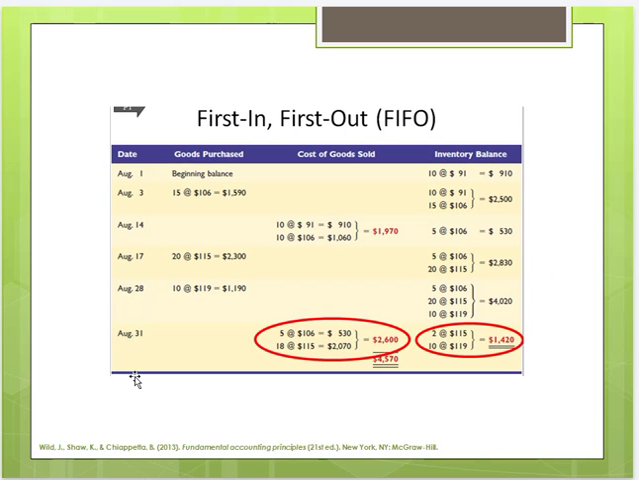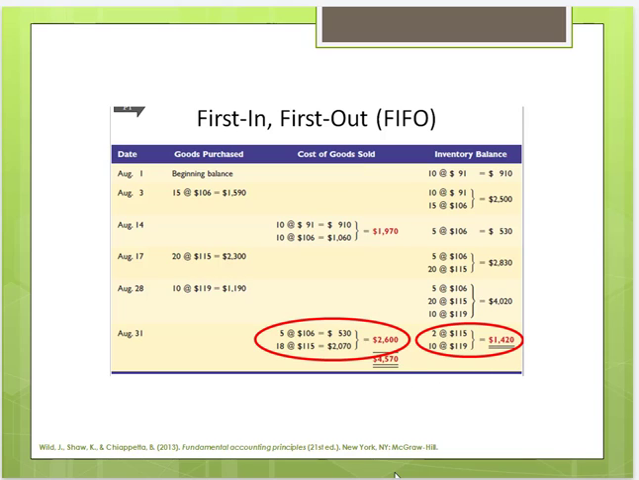Now, let's look at our next sale that occurs on August 31st. Again, we want to sell the oldest inventory first. If we need to sell a total of 23 units, the first thing we're going to do is grab the 5 old units that are sitting here at $106. We can then dip into the second bucket that was at $115, and that's what we're going to assume was sold.